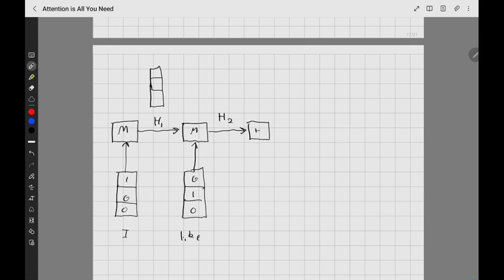And then you do this again. This module is the same for everything. It's not a different thing, it's not a different set of weights. So we'll feed cats in here, 0, 0, 1, and this outputs another hidden representation, H3. So then we can decode this.